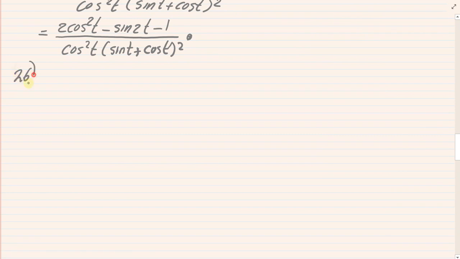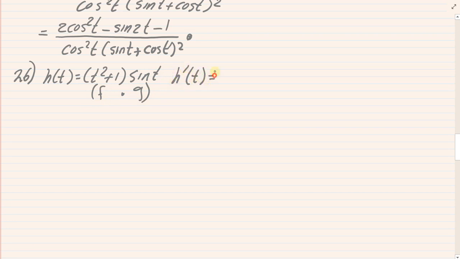Exercise number 26, we have h of t was, let's see, t squared plus 1 times sine t. Okay, so this is again going to be in the form of a product, f times g. Therefore, h prime of t is going to be, again, I'm going to take derivative of first by second plus first times derivative of second. Okay, so we just did f prime g plus f g prime.